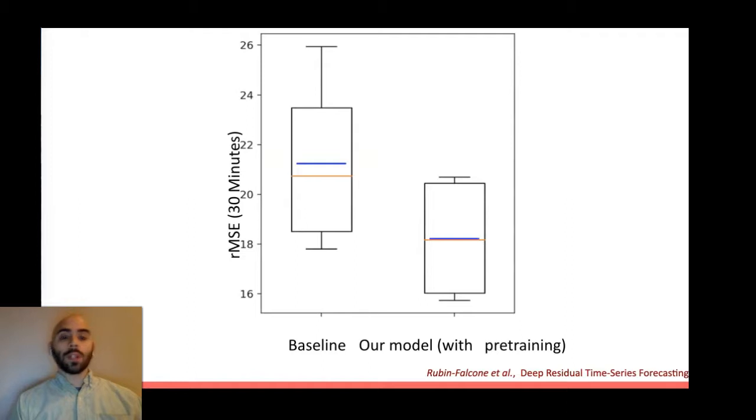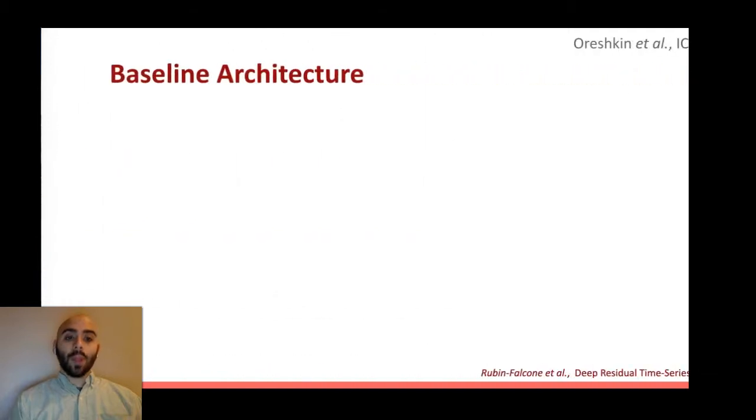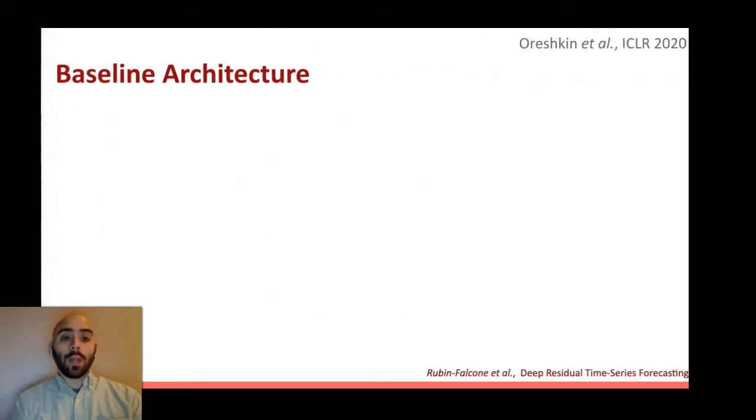Combined, these changes result in improved performance across the 6 individuals. We achieve a 30-minute root mean square error of 18.22, nearly 3 points lower than our baseline model, which is the model originally implemented by Oreshkin et al. We will now go into more detail on our baseline architecture and then on our modifications and results.